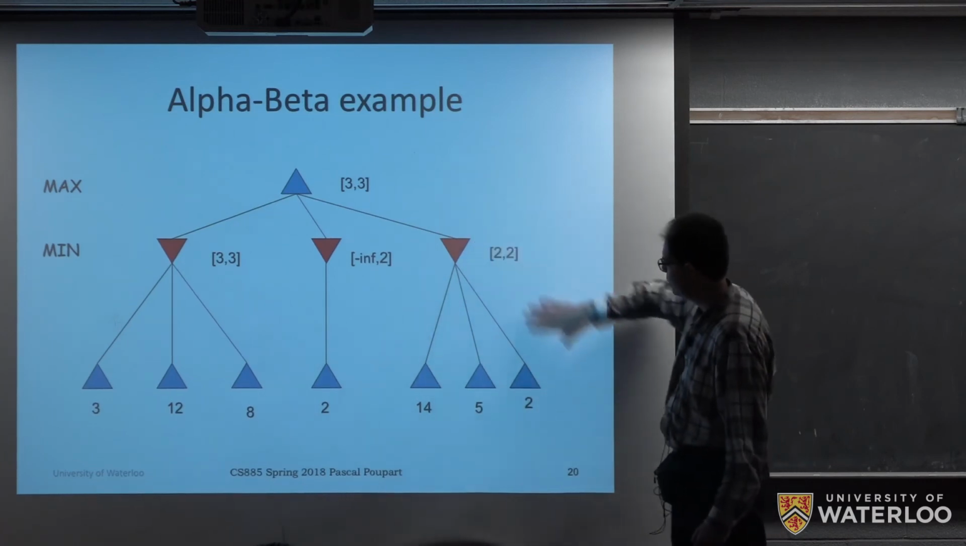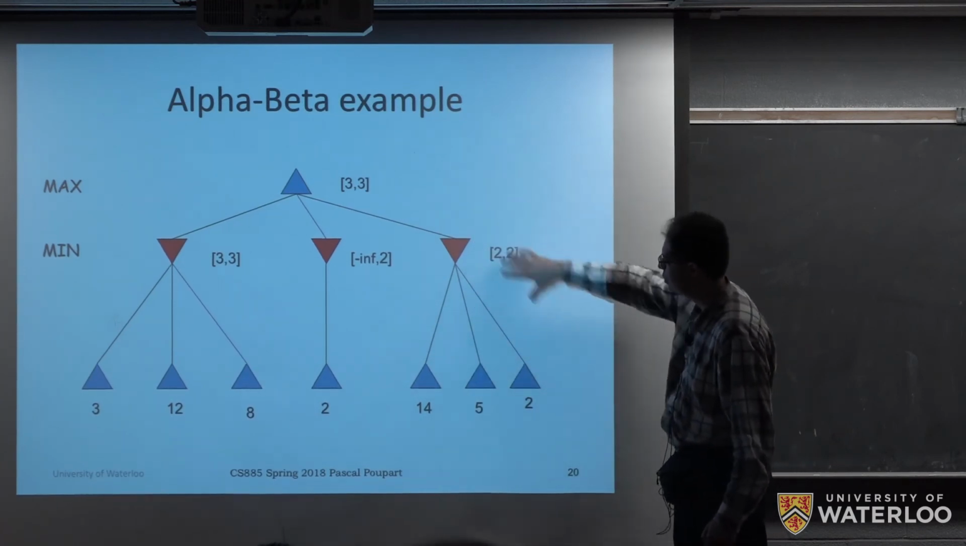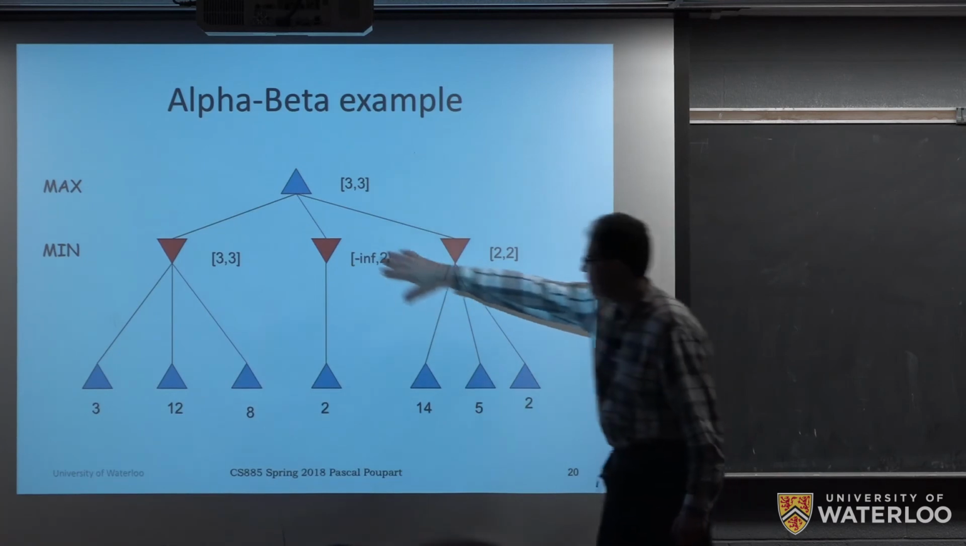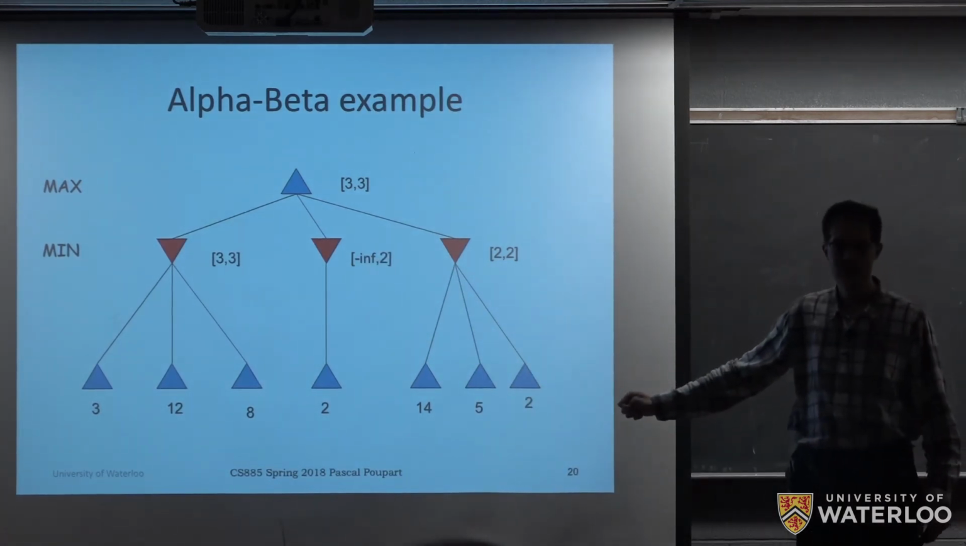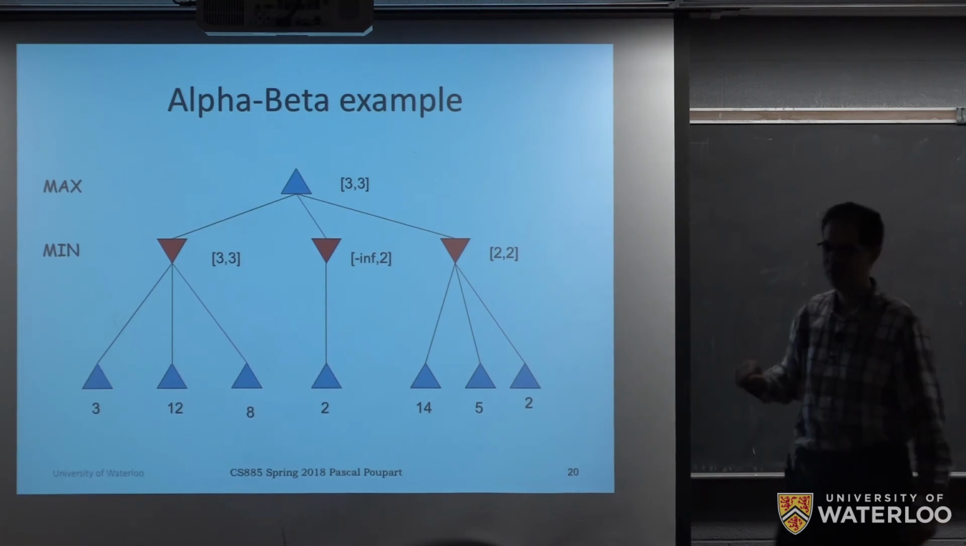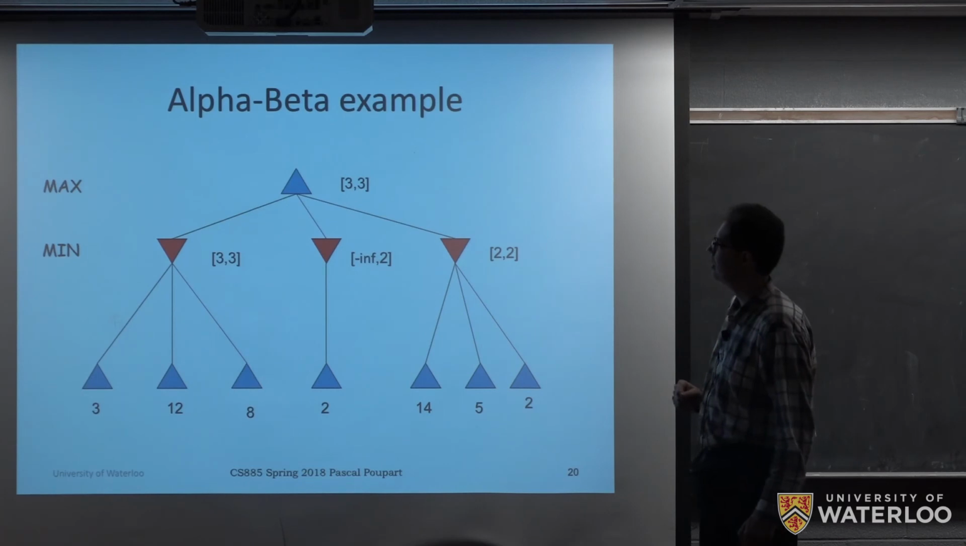And in fact, at this point here, even if there were more branches, right, this would be cut off for the same reason as here. Okay, any questions regarding alpha-beta pruning? Okay, good. So yeah, nothing difficult here.